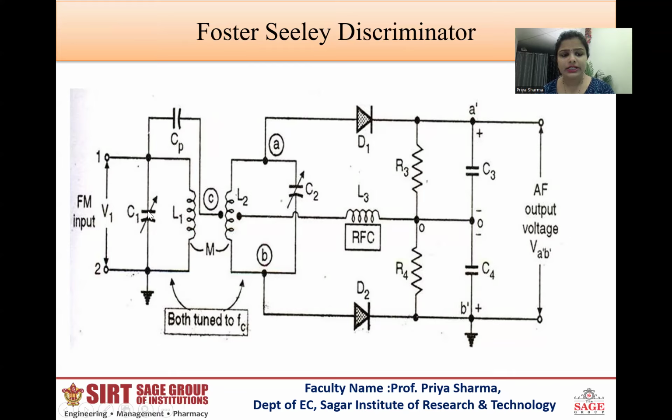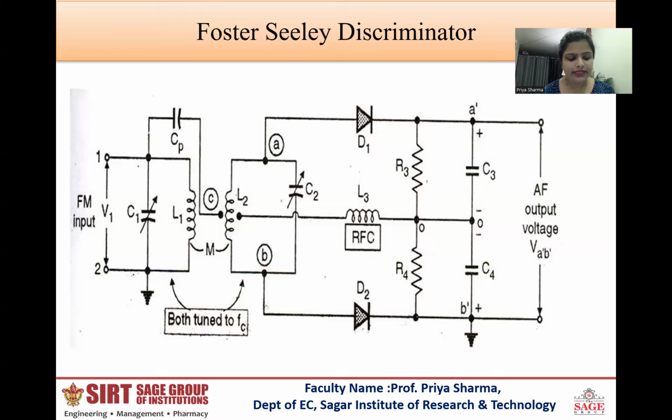Earlier, this was tuned to one frequency, this to another frequency, and this to yet another frequency. But in Foster-Seeley, all of these are tuned to the same frequency. So if you compare this with the balanced slope detector circuit, you will find that the diode and load arrangement is the same in both the circuits.